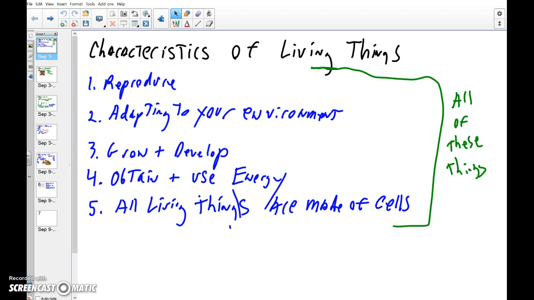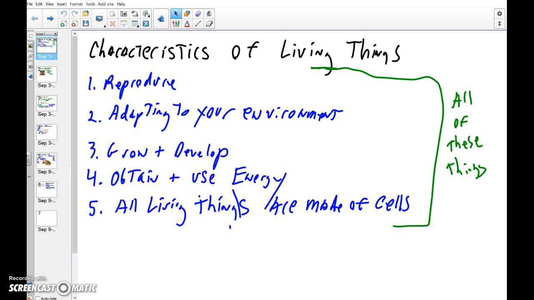There are generally accepted to be 5 characteristics that all living things share. The ability to reproduce, the ability to adapt to your environment, the ability to grow and develop, the ability to obtain and use energy, and all living things are made of cells. To be alive, you have to have all 5 of these characteristics.